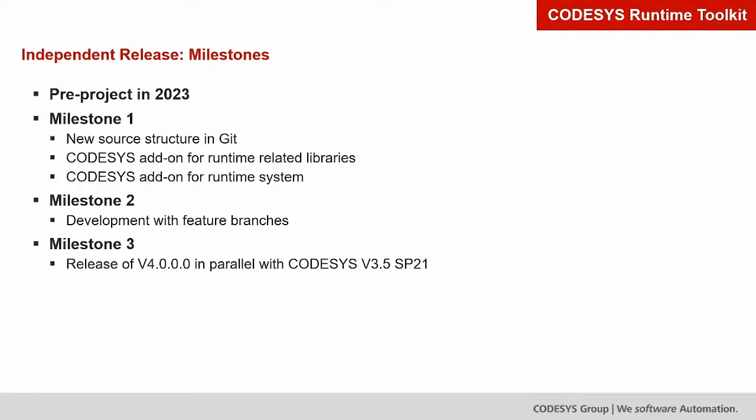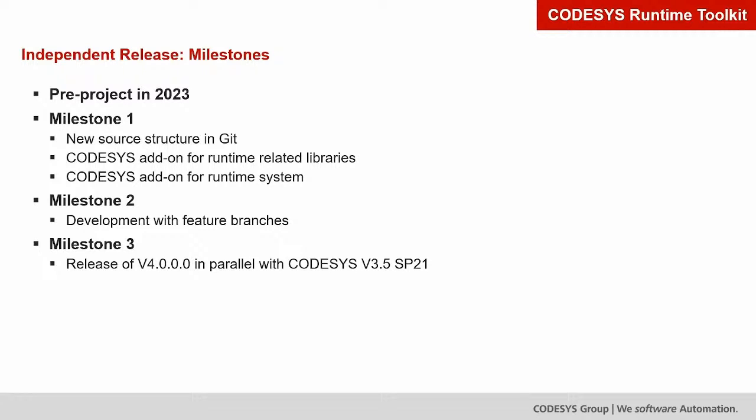Then we come to milestone 2, which is the parallel phase, where we have the SP19 branch still in SVN, and the development will be done in Git. We will use feature branches for the development itself and integrate it back to the main branch, and then do a second step to integrate the bug fixes we want to patch on SP19. We integrate those on the SVN branch.